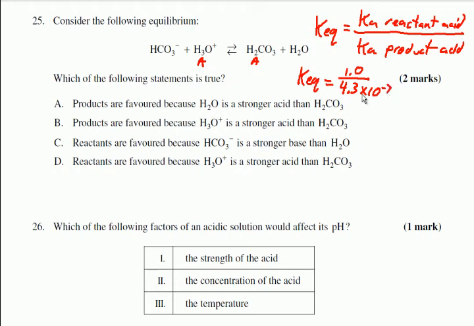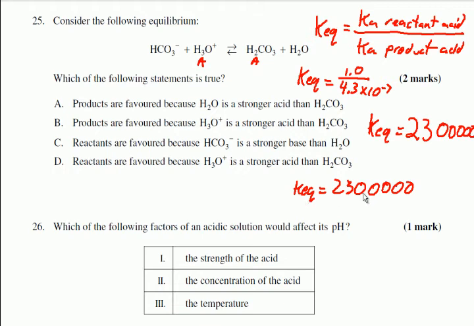So if we calculate KEQ, KEQ equals 1 divided by 4.3 times 10 to the minus 7, and that equals a very big number. We'll just make it 2 sig figs, since these are 2 sig figs. I ran out of room there, but it's actually KEQ equals 23, 2, 3, 4, 5. So what we see is KEQ is much, much larger than 1, and therefore it means that products are favored.